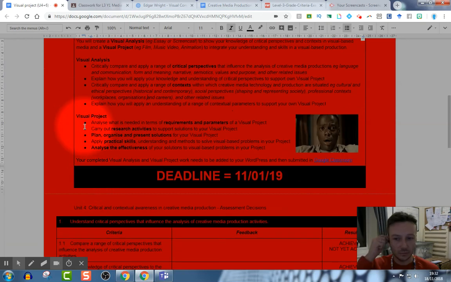Second part is the visual project itself. Now, the reason you do this first is that you actually learn these different perspectives and understand about contexts before you actually create your own visual project. And within this, you're going to create what you want to create. A film, an animation, could be a game, could be a photography portfolio, could be your own reality TV show, like I say. You decide. But first, analyse what is needed in terms of requirements and parameters. So again, parameters means the outline, as it were.